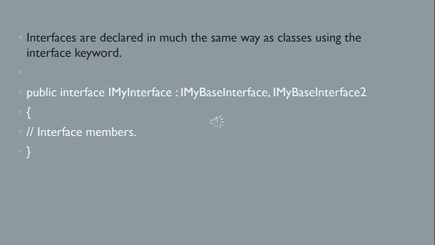Interfaces are declared in much the same way as classes, using the interface keyword. Public interface IMyInterface : IMyBaseInterface, IMyBaseInterface2, open curly bracket, add the interface members, close curly bracket.